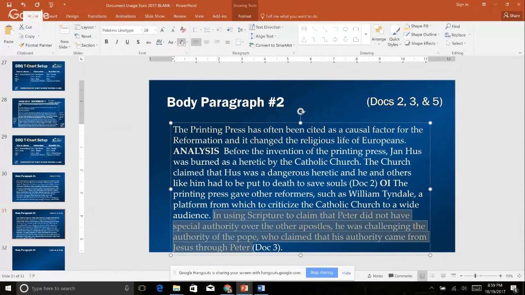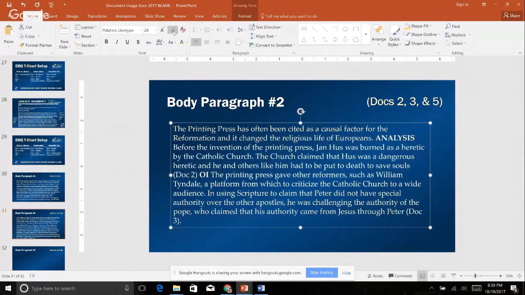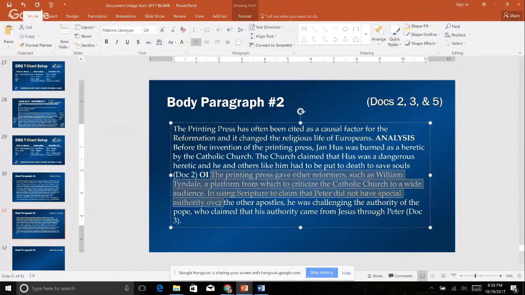Because what I've done here is already brought in some background in the document, some of the historical situation, but then I've also used the document to argue. So really, we can do all of these things kind of all at once. Okay, so I've got that document.